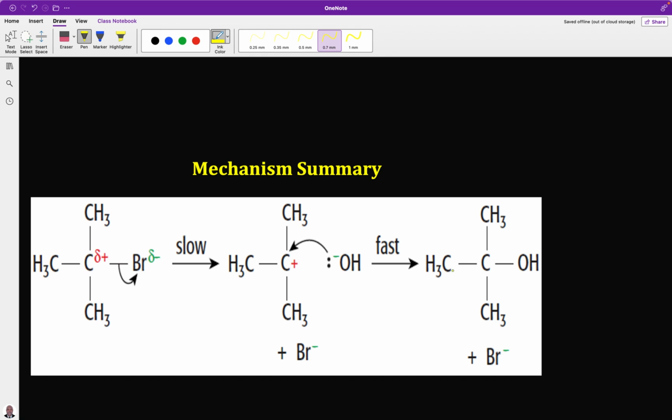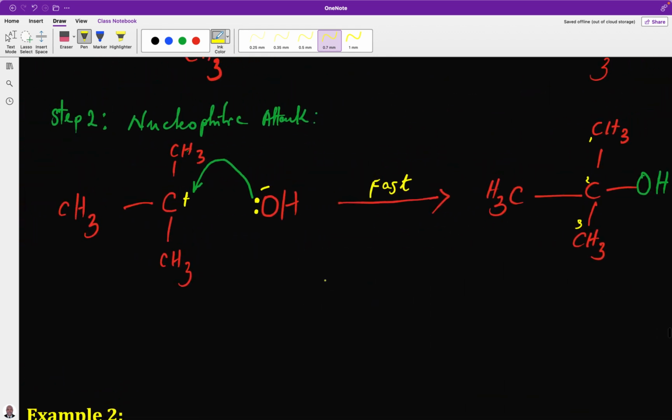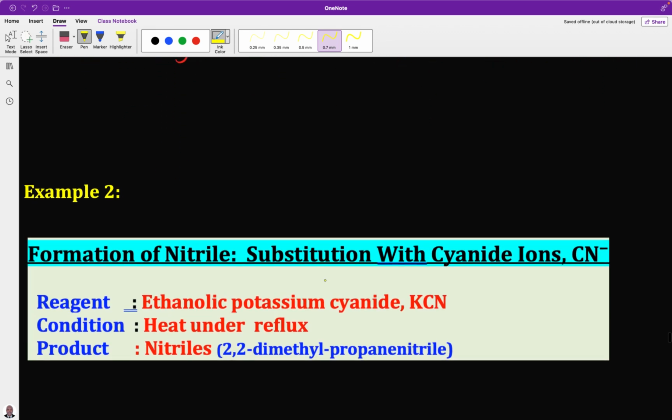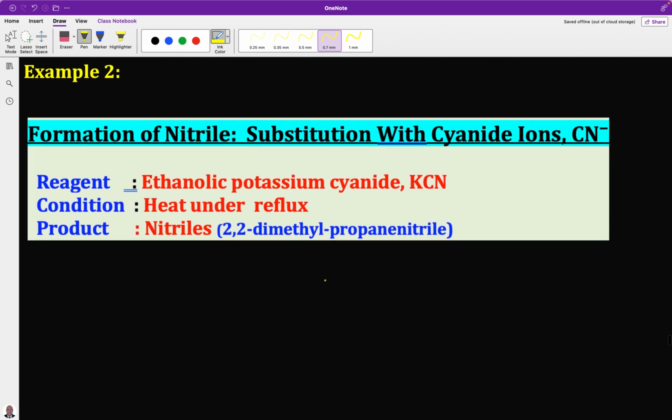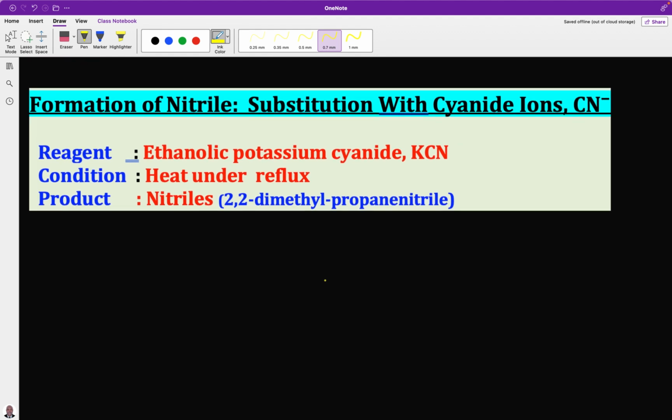So this is a summary of the mechanism. Our second example will be a substitution with cyanide ion. It is the same mechanism. We are going to use the same tertiary halogenoalkane in this one.